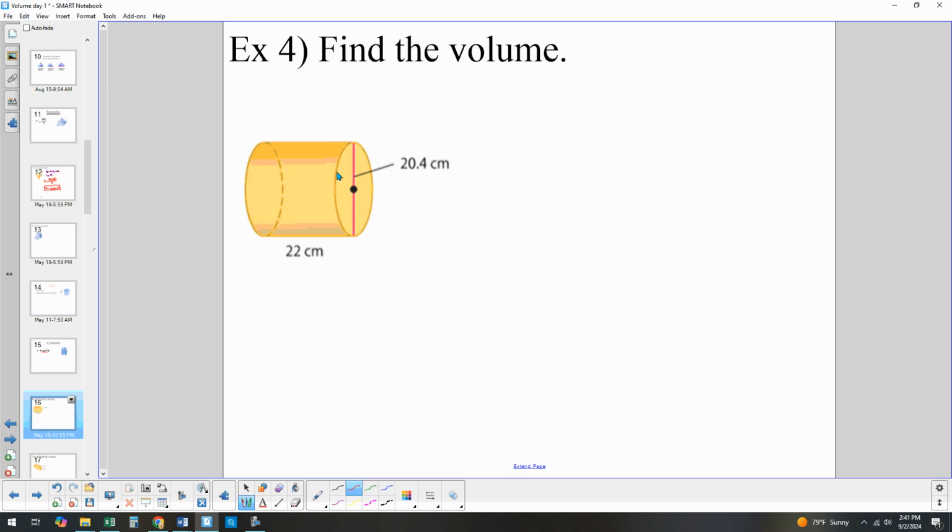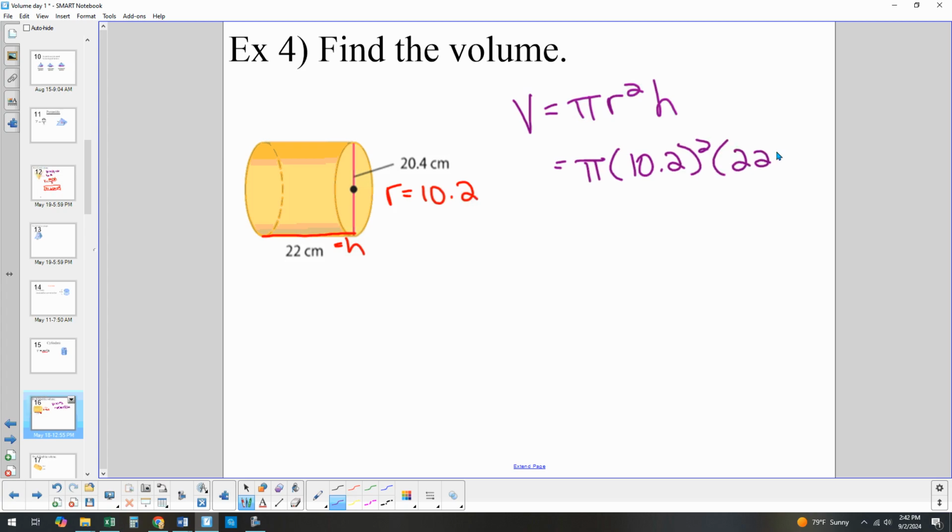So let's find the volume. If they draw the line all the way across, they're giving you the diameter. So 20.4 is the diameter, which means the radius is 10.2. And my height, the distance between the circles, is 22. So my volume is going to be pi r squared times height, that's pi times 10.2 squared times 22. So I'm going to do 10.2 squared times 22 times pi. And we should get a total volume of 7,190.73 centimeters cubed.